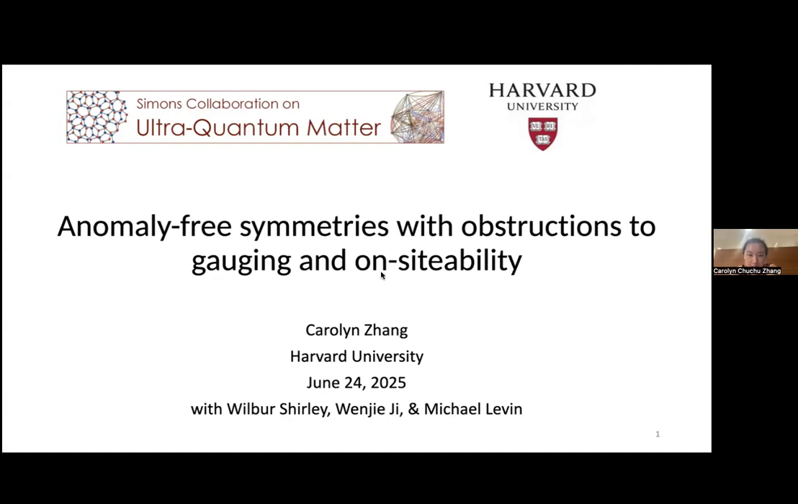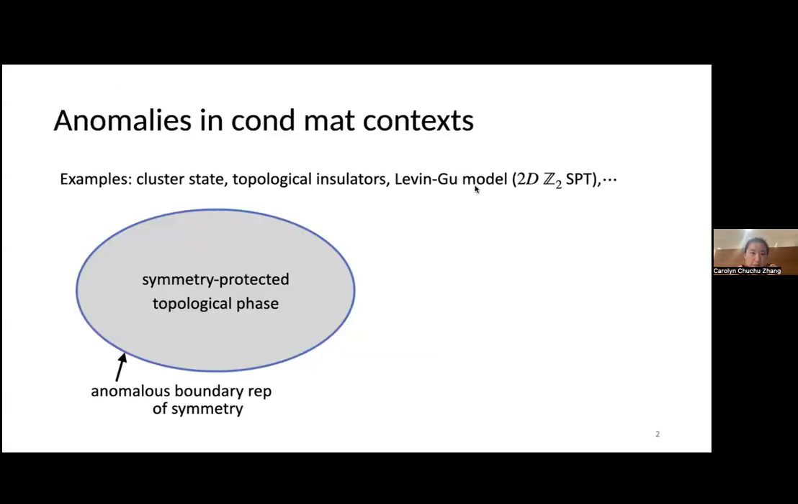It's a pretty broad audience, but in the condensed matter context, the word anomaly is thrown around a lot. And it might seem like a complicated kind of topic, but it's actually familiar to a lot of condensed matter theorists. So, in condensed matter context, anomalies often appear at the boundaries of so-called symmetry-protected topological phases. For example, there's a 1 plus 1D cluster state that you might be familiar with, or topological insulators. There's a bosonic Z2 symmetry protected topological phase in 2 plus 1D called the Levin-Gu model.